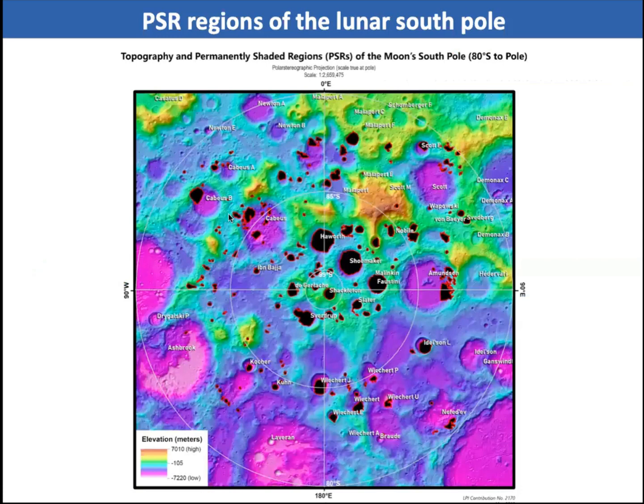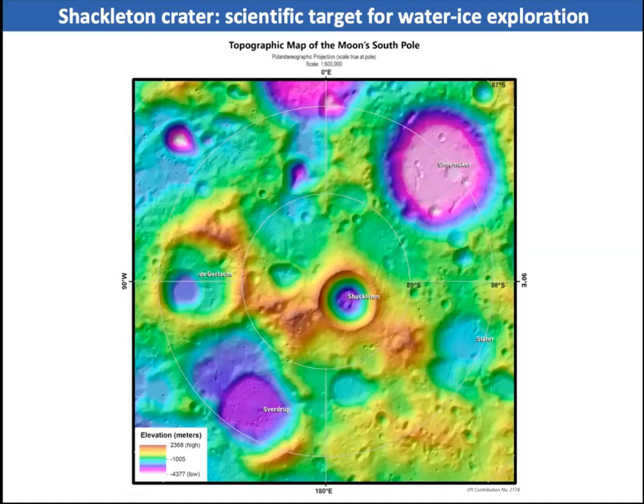See, this is actually a mapping of permanently shadowed regions on the lunar south pole. You can notice that it is not a small number. Large areas of the polar regions are covered with permanently shadowed regions. Now let us see what is the importance of the permanently shadowed region.